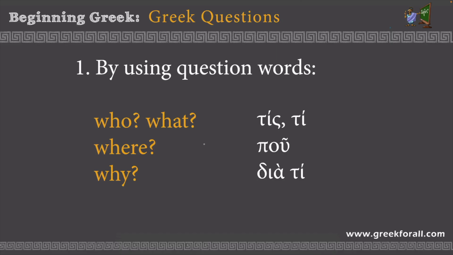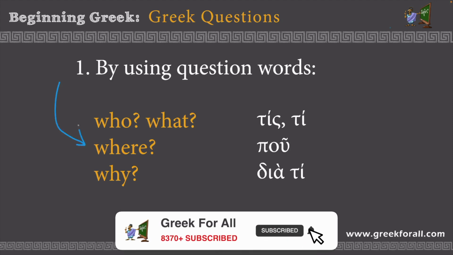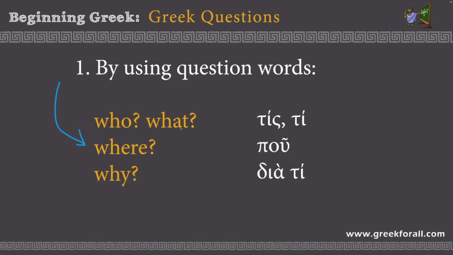The first way to build questions in Greek is similar to English. It is by using question words, like who, what, where, and why. So who are you, what do you do, where do you live, and why are you here? In Greek we have similar question words. Same as in English, they are written in front of the sentence, so they will be the very first word in the sentence.